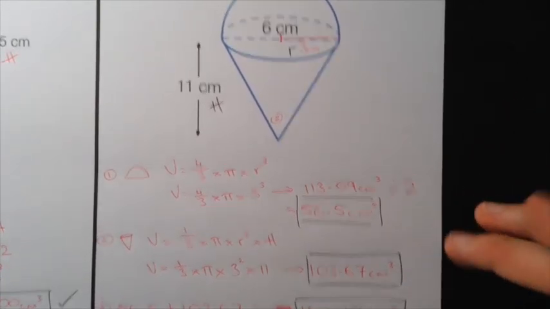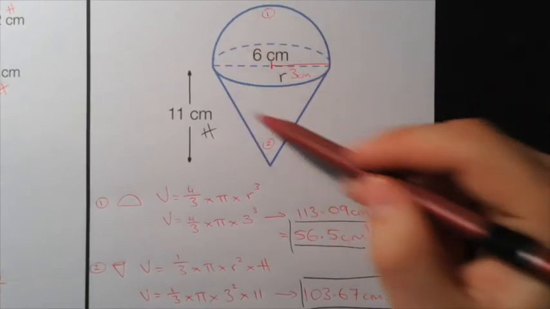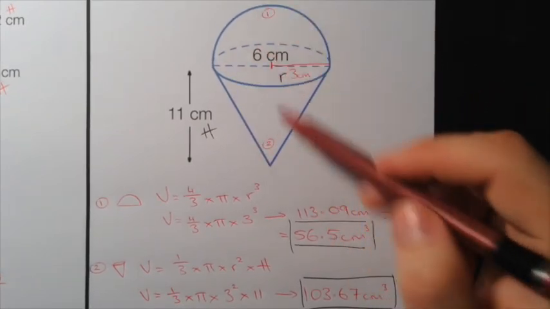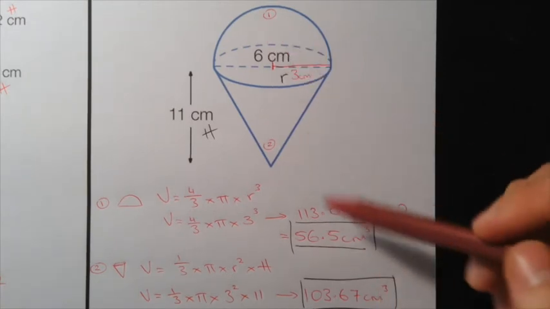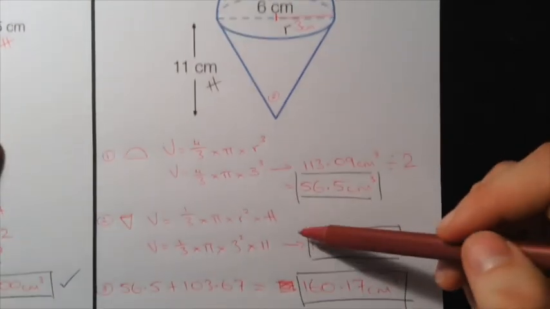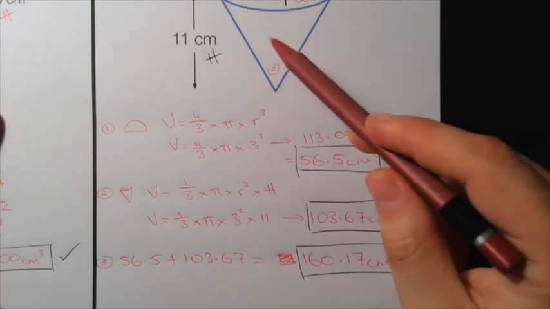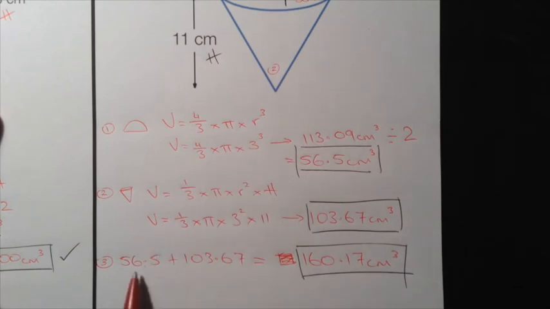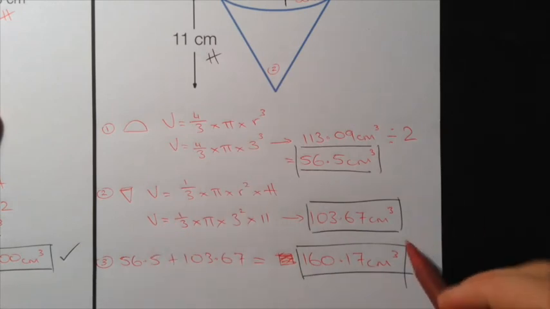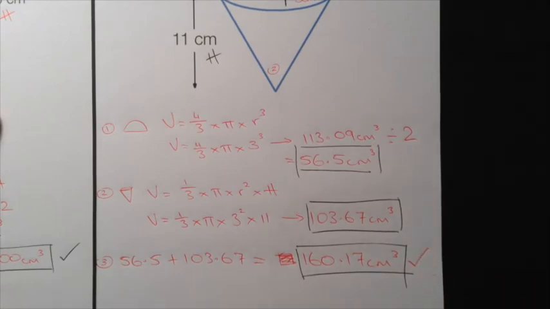Again, what we've done is we've broken this big shape into 2 separate shapes. We've worked out the volume of half a sphere on top. Then we've worked out the volume of our cone down the bottom. And finally, our third step, we've added the 2 answers together. There's our answer of 160.17 centimeters cubed. We can give that a big tick.